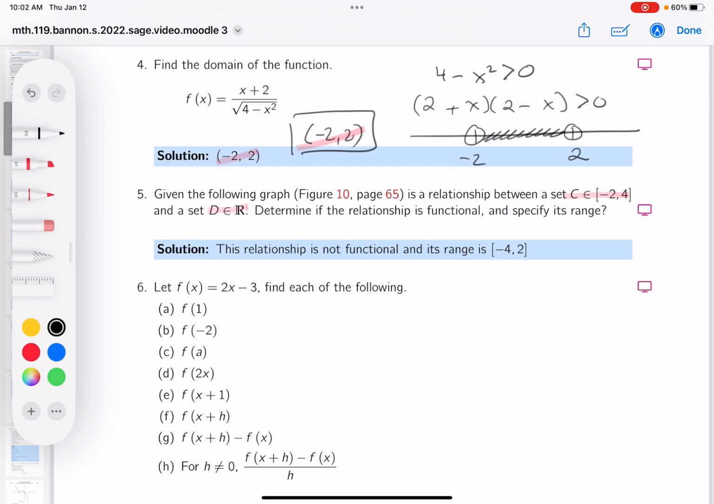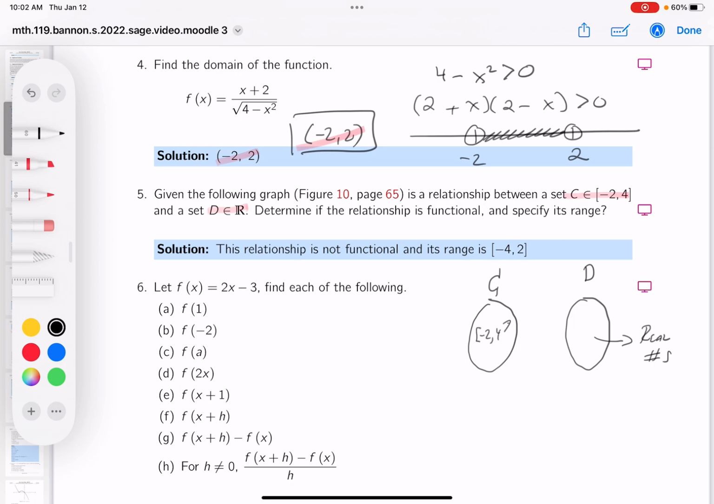So kind of remind you what we're talking about over here. We'll look at the picture in a moment, by the way. There's a set C here, and there's a relationship to a set D over here, all right? And what's D? D actually contains all the real numbers. All right, all the real numbers. And what's C? C is an interval between -2 and 4.